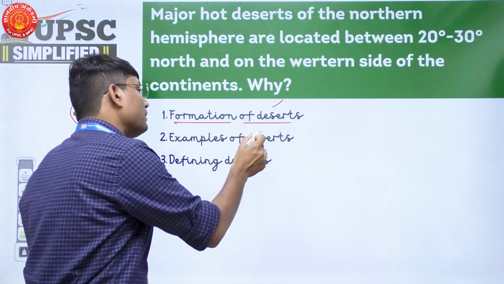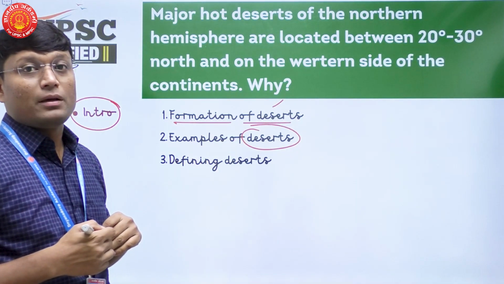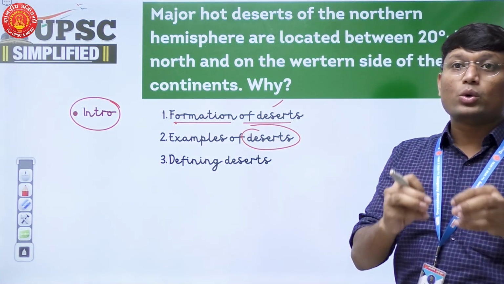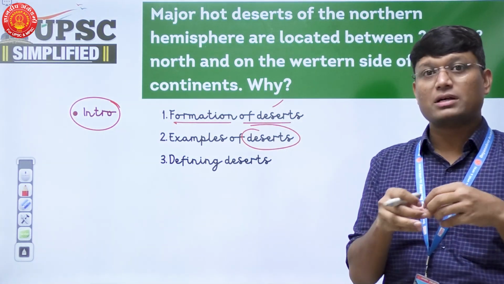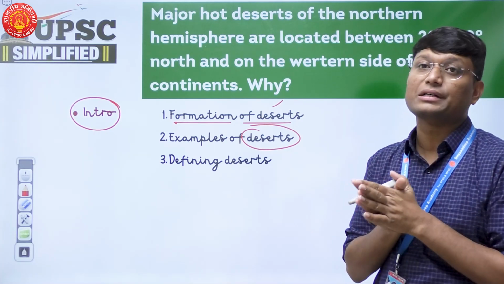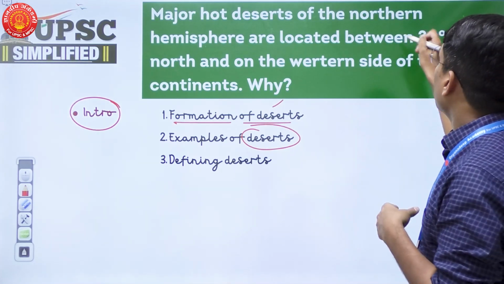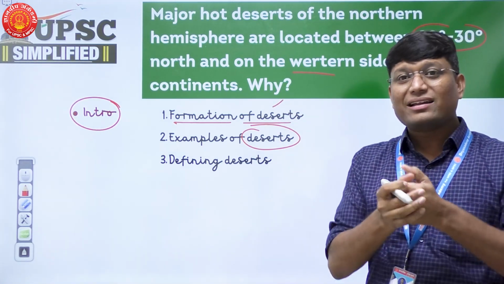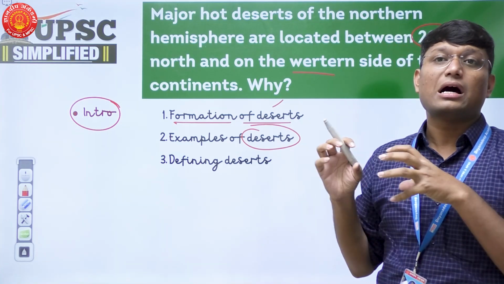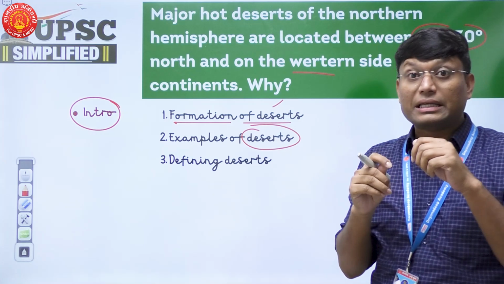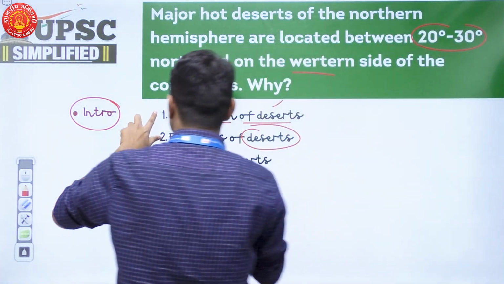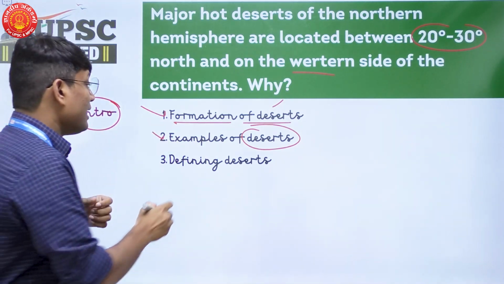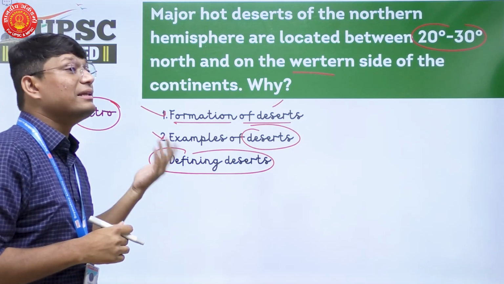Another, example based introduction can be given. You can mention a few deserts in the northern hemisphere. Let's take the example of Sahara Desert, California Desert, Thar Desert. All these appear to be located on the 20 to 30 degree north and western sides of the continents, and here are the reasons why these are located on this particular location. So this can also be one introduction. First introduction can be based on formation, another based on example, and the third can be based on defining desert.